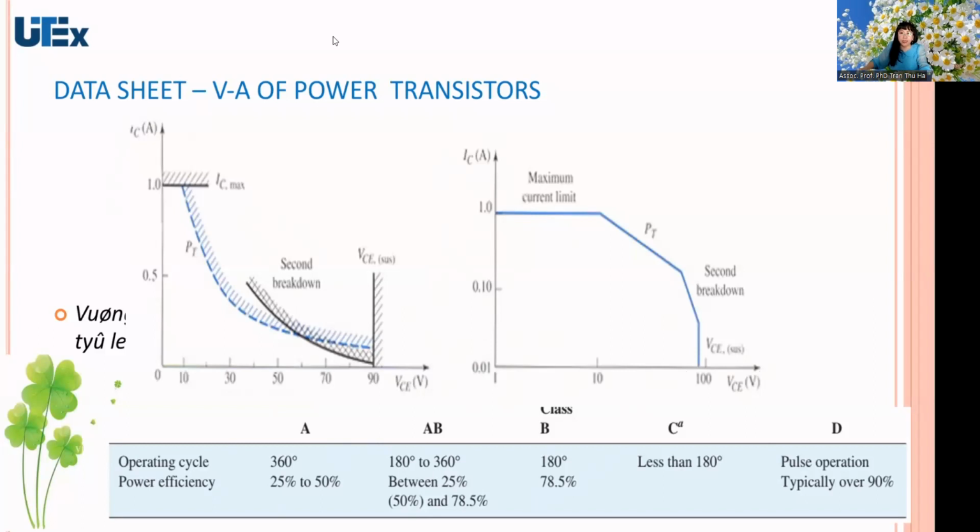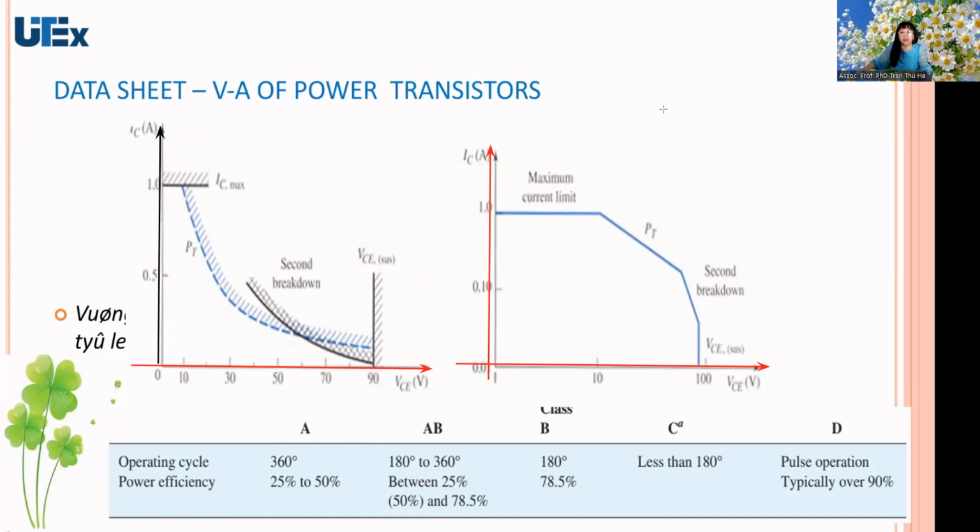We have the output current, and you have the output volt-ampere characteristic. These have the output current and the VC. What does this mean? This means the maximum current limit and the maximum output voltage.